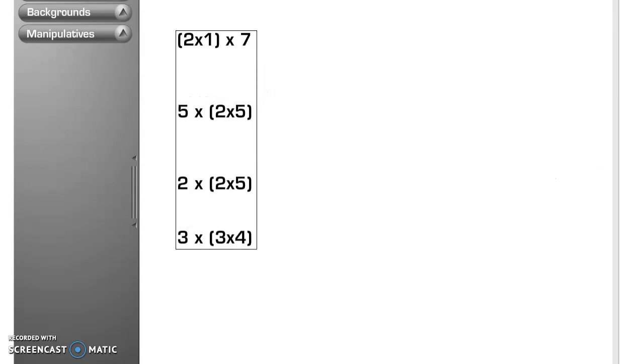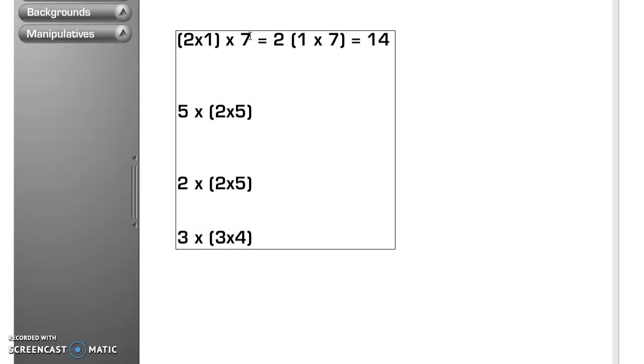So for example, right here, I have 2 times 1 times 7. So I can also do, this can also equal 2 times 1 times 7, and they are going to equal the same thing, which is 14.